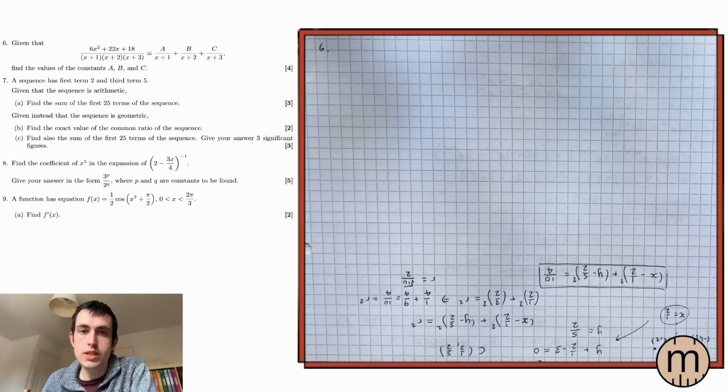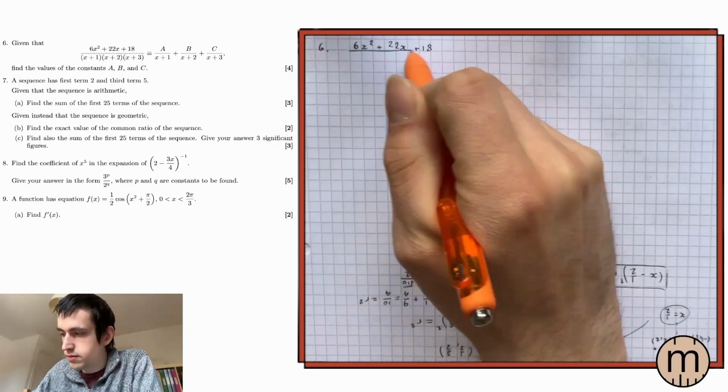Done. Question 6 is partial fractions, and because I've made it difficulty 3 out of 5, I've given you the factors in the denominator and I've given you the form it needs to be in. So in a more difficult one, they could just say write in partial fractions and not give you any hints. But for this one, I've given you the denominators x plus 1, x plus 2, and x plus 3. Make sure you understand this process because it comes up pretty much every year.